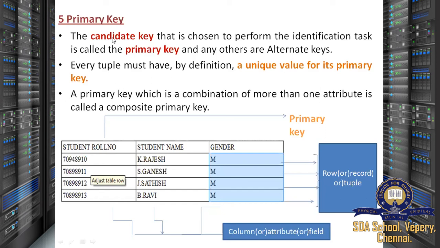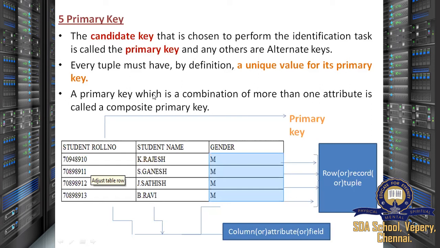They define candidate key like this. We can call it a candidate key or we can call it a primary key. The key chosen to perform the identification task is called the primary key, and the other keys are called alternate keys. Apart from the candidate key in the table, other keys are called alternate keys. What's the specialty of a primary key? It should contain unique value. Unique means different value, not the same, different value.